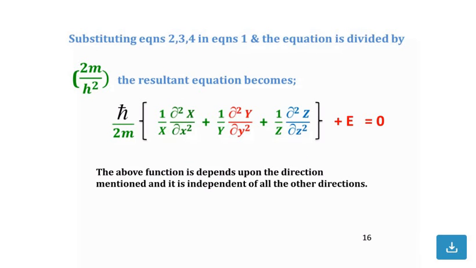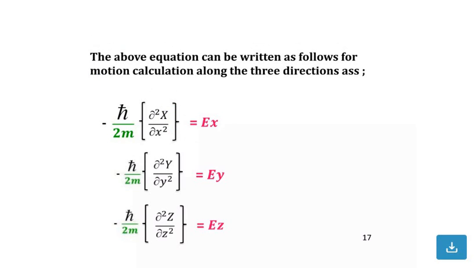So substitute equations 2 and 3 in equation 1. The equation is divided by 8 pi square m by h square, and the resulting equation becomes like that. The above function depends upon the direction mentioned and is independent of all other directions. So the above equation can be written as follows for motion along the three directions. You can see.